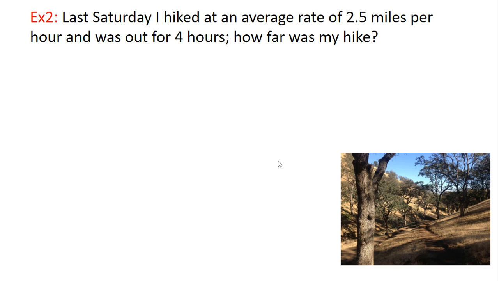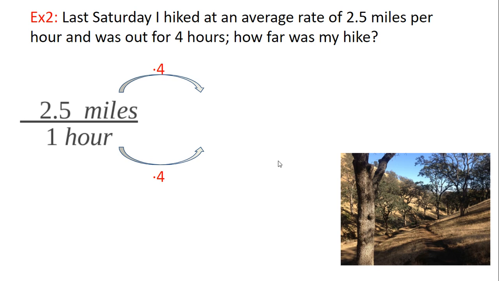Example 2 says, last Saturday I hiked at an average rate of 2.5 miles per hour and was out for 4 hours. How far was my hike? I'm going to start off by writing my rate, 2.5 miles in 1 hour. Now, I see that there's a 1 in my denominator, so that's already a unit rate. It says I was out for 4 hours, so I'm going to multiply by 4. Pause the video to finish this off on your own.